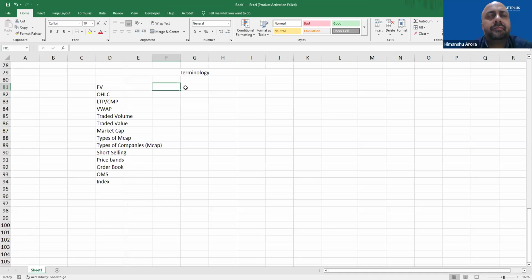Okay, face value. So what is face value? OMS stands for Order Management System. This topic I'll be keeping for the later period. I'll see what needs to be covered first, order management systems or derivatives.